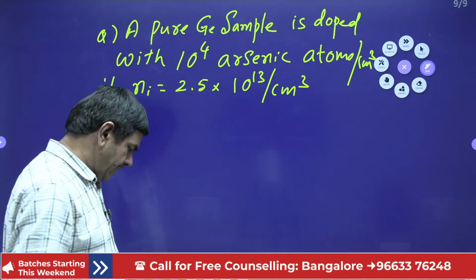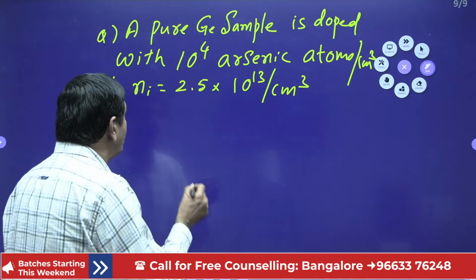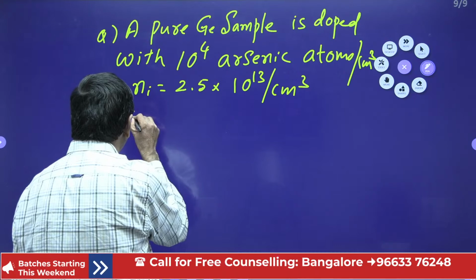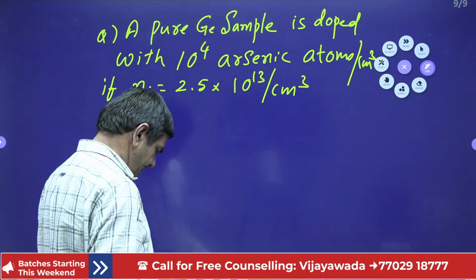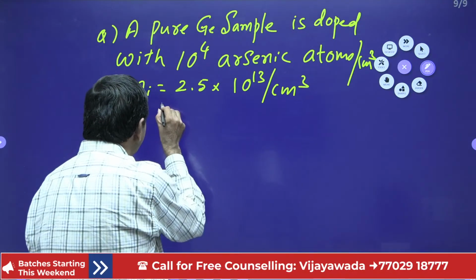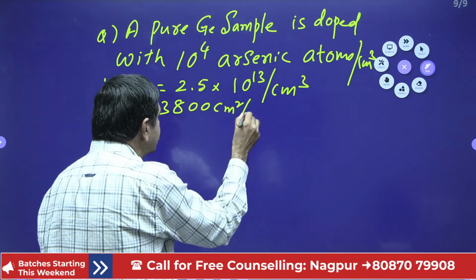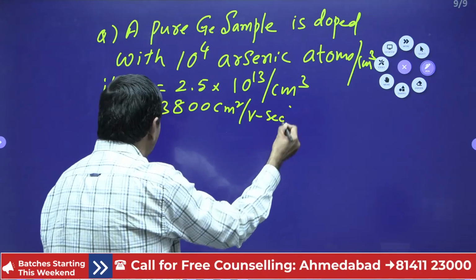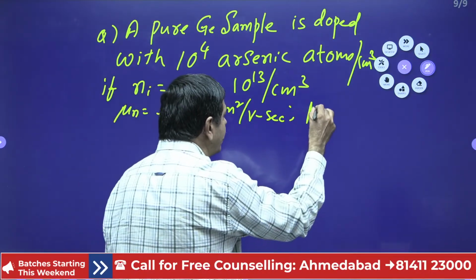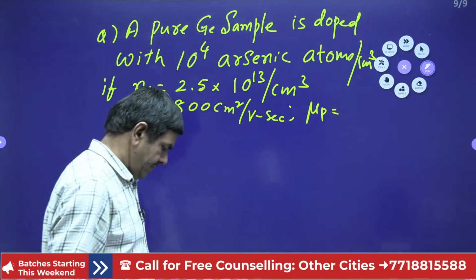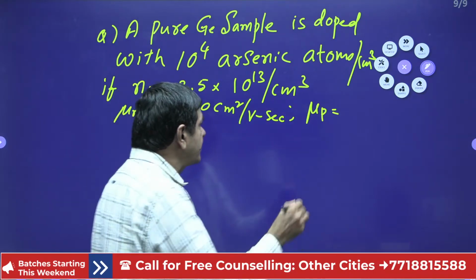And also given in the problem, mu n, the mobility of electrons, mu n equal to 3800 cm square per volt second. And mu p is given here now, the mobility of holes also given. Its value is 1800 cm square.